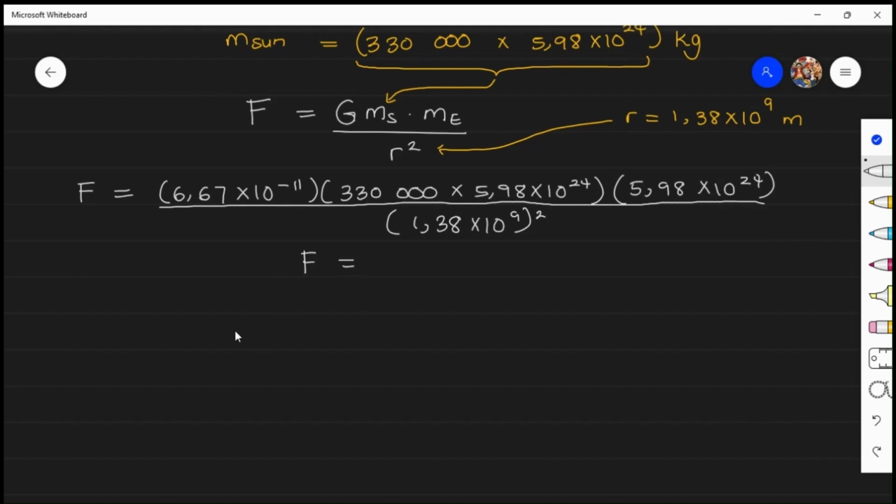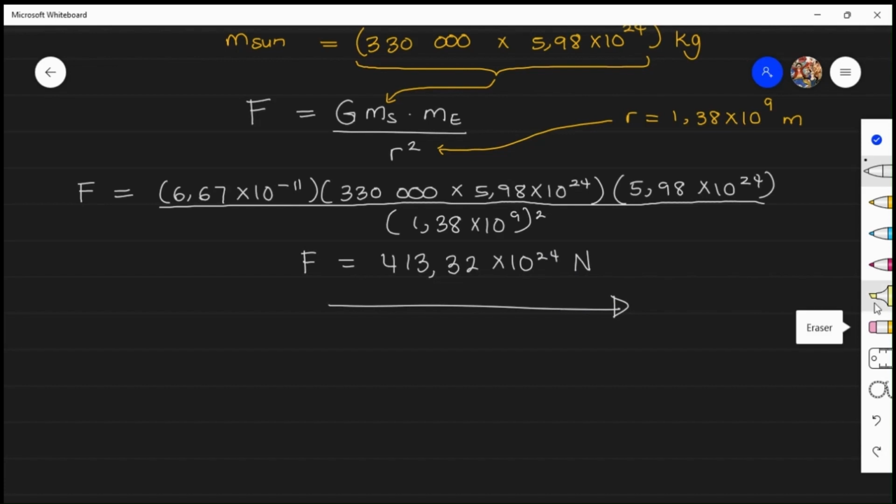Now to get our final answer, all we need to do is put this onto our calculator and we should have the force that the Sun exerts onto the Earth. And that gives us a value of 413,32 times 10 to the power 24 newtons. And that is the force that the Sun exerts onto the Earth.